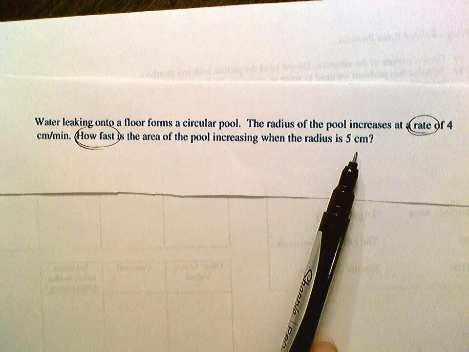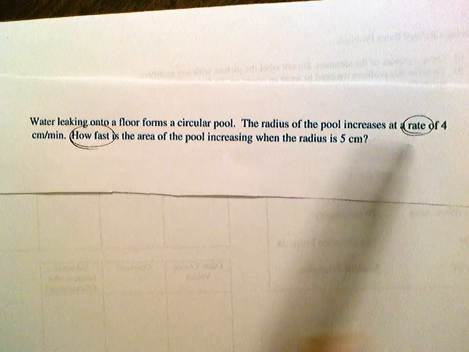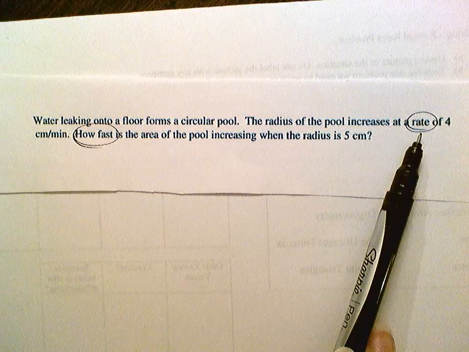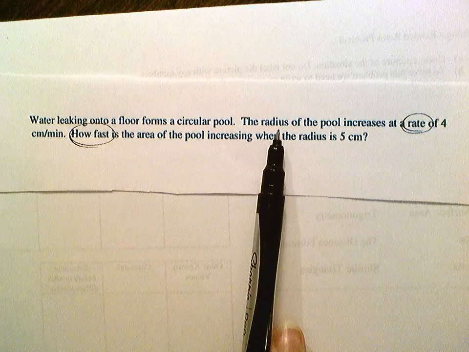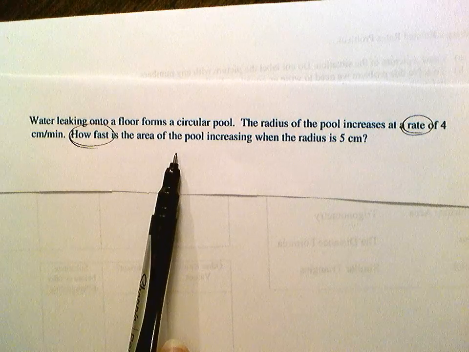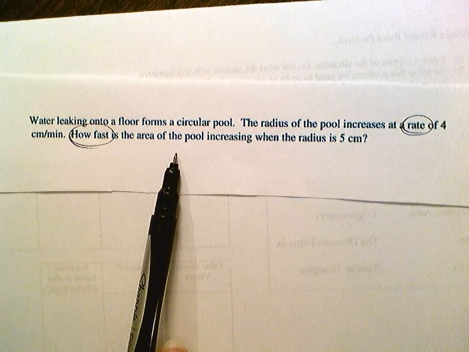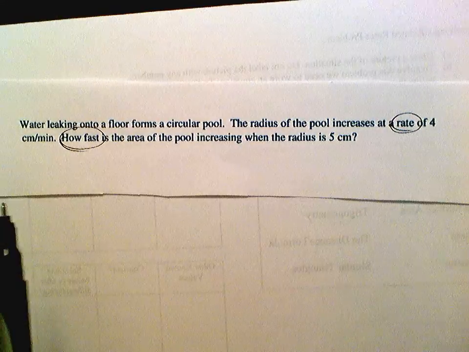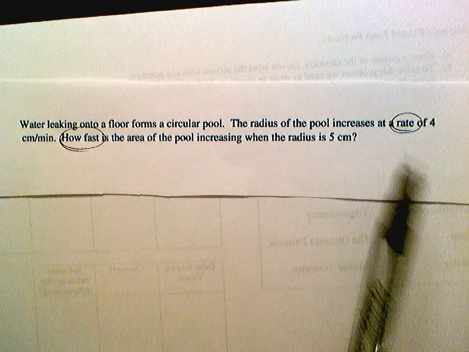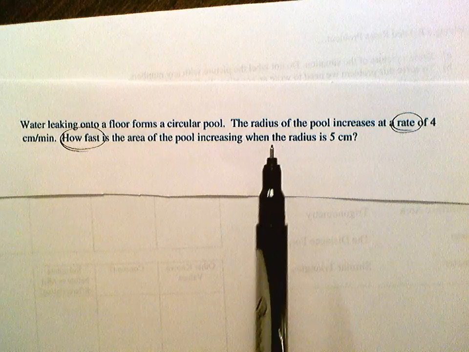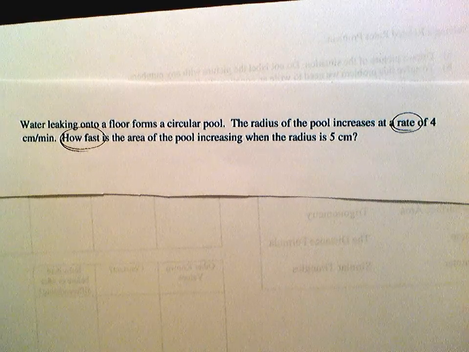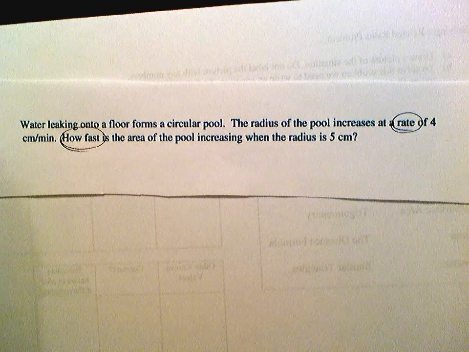The reason this is called a related rates problem is because we're dealing with two rates of change here. This is the rate of change of the radius of the pool, and they're asking about the rate of change of the area of the pool. This is a circular pool, so the area is pi r squared. So the area depends on the radius, so their rates of change are related, hence related rates.